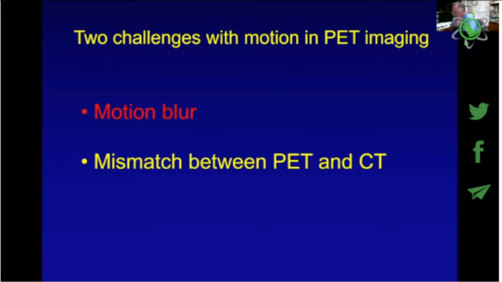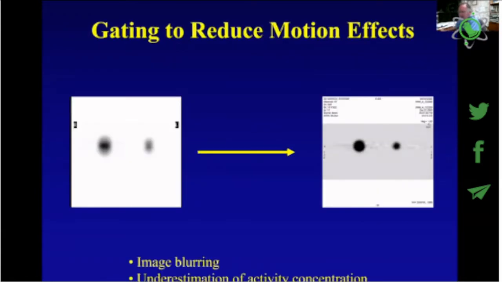In PET imaging, we need to differentiate between what is motion blur and mismatch between the PET and the CT images. When we talk about motion blur, we know that the PET scan takes a relatively long period of time to acquire the image. However, if the object that we are taking a picture of is moving, then the images would be blurred, when in reality the object should look of this nature.